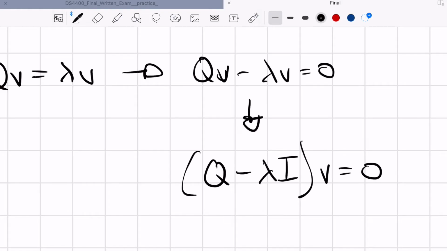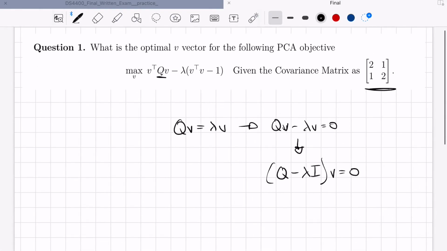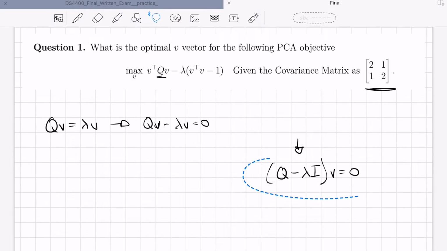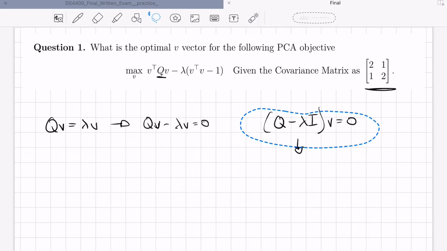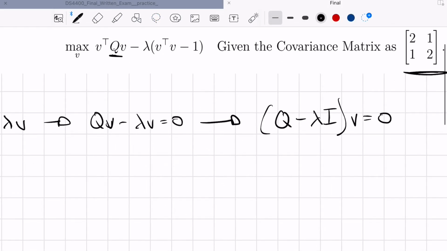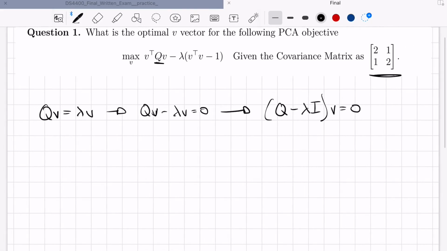V is equal to 0. And so here I'm going to put this up here. This is the equation we're going to be using during our eigendecomposition process. The basic idea here, if you remember how we've done eigendecomposition in the past, is we solve for our lambdas first, and then we use those lambdas to solve for our eigenvectors.